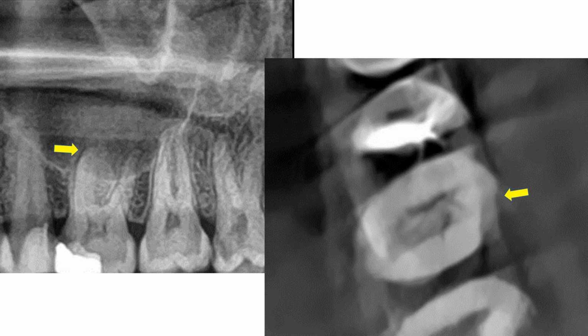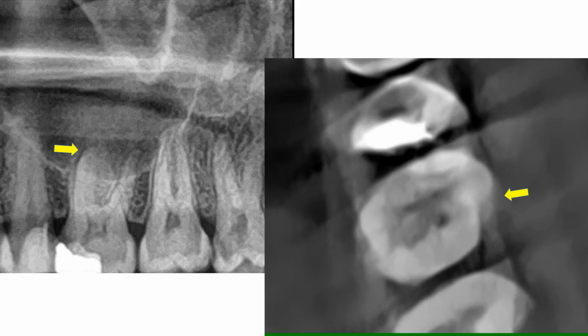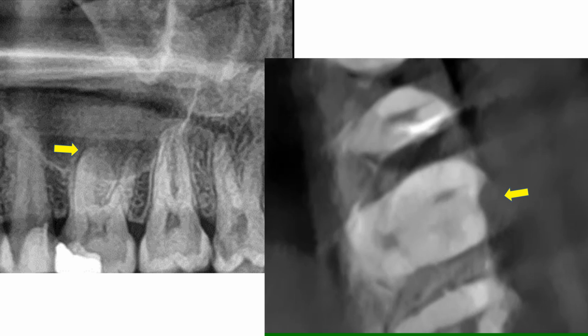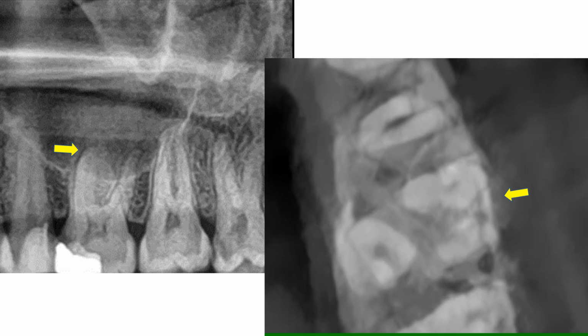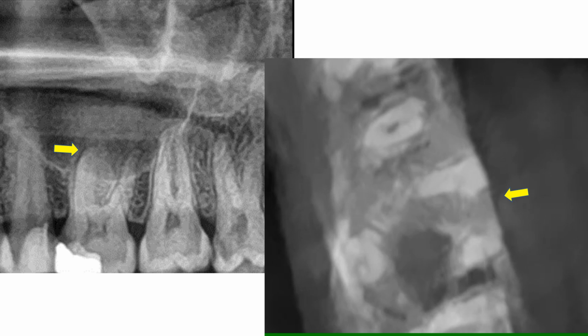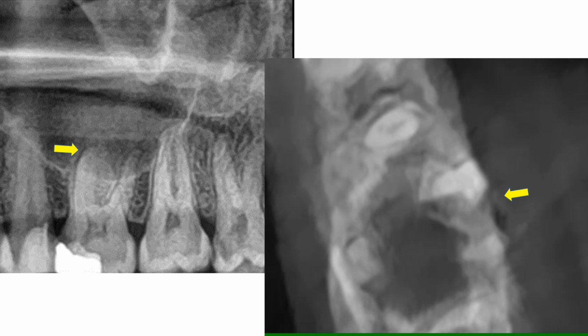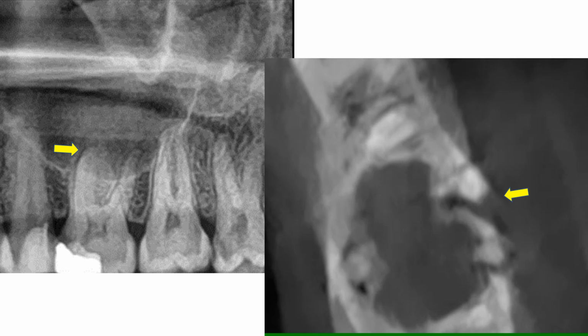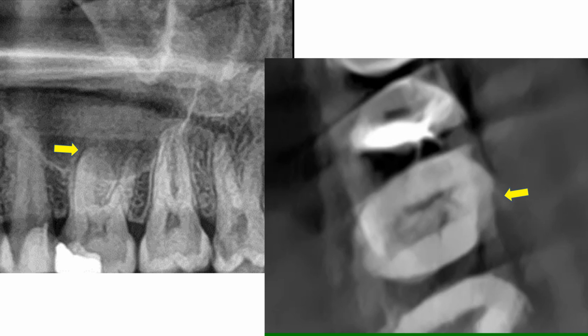This is another case whereby there's some kind of blurriness. The lamina dura is discontinued in this area, and when I took a CBCT, you can see the destruction of the cortical plate associated with the mesial-buccal root.